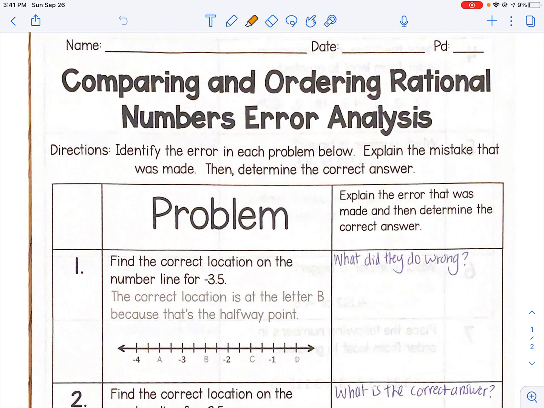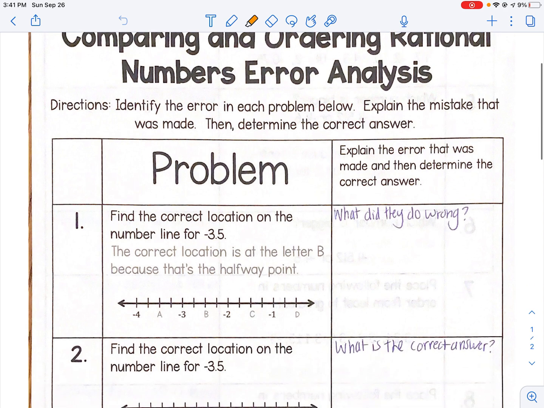This is directions on how to complete your comparing and ordering rational numbers error analysis. So this is what the worksheet looks like. It's front and back, one page. So I'll show you kind of how the first one works.